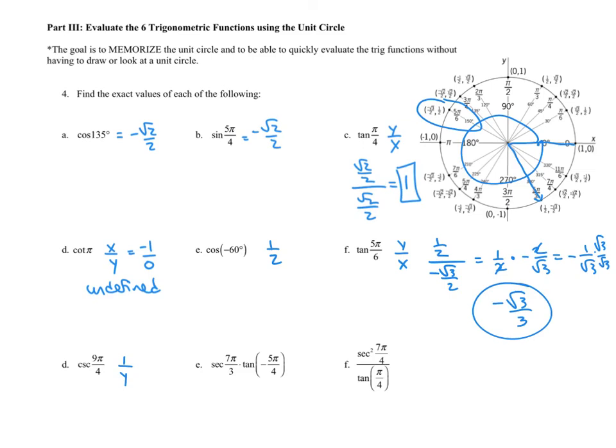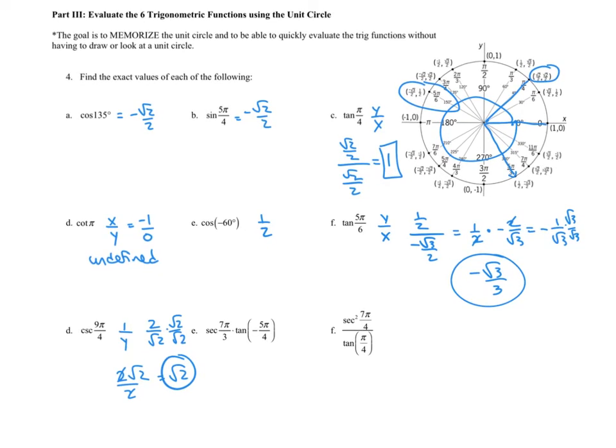So 9 pi over 4 is 2 pi more than pi over 4, which would be coterminal with pi over 4. And so our coordinates there are both x and y are root 2 over 2. So 1 over that, or the reciprocal of that, would be 2 over root 2. But we can't leave the radical on the bottom, so multiply by root 2 over root 2, and we get 2 root 2 over 2. The 2's cancel, and we just get root 2.